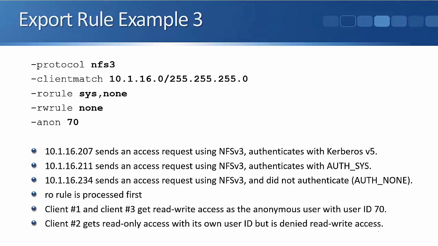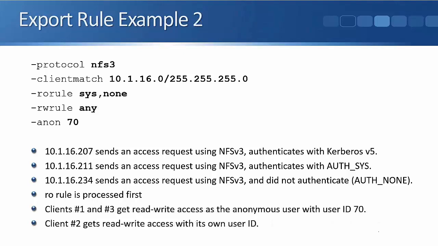10.1.16.207 sends an access request using NFS version 3 and authenticates with Kerberos version 5. 10.1.16.211 sends an access request using NFS version 3 and authenticates with auth/sys. And 10.1.16.234 sends an access request using NFS version 3 and did not authenticate. So the way that the three clients are coming in is the same as in the last example. What has changed is the rules here.